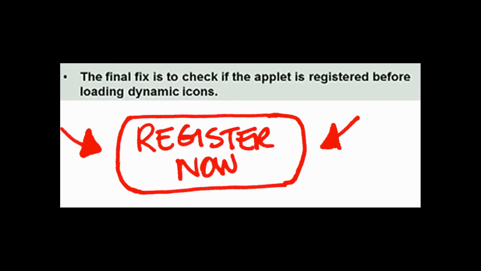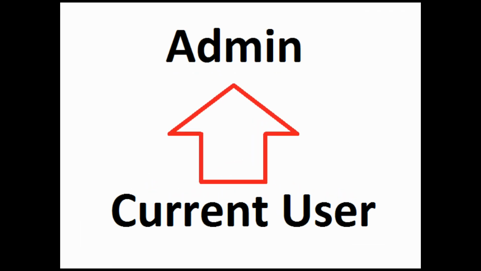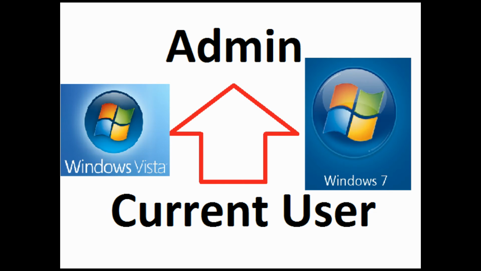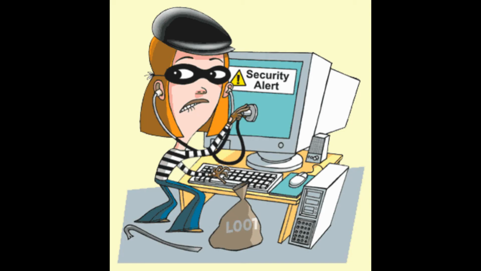So, yeah. He goes on to say within minutes, developers had a fix. They now check if the applet is registered before loading dynamic icons. The second bug involves escalation of privileges on Windows Vista and 7 systems. This was noticed when rootkits were being deployed without user interaction.